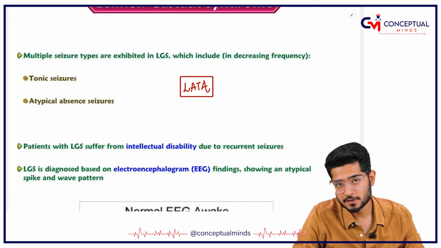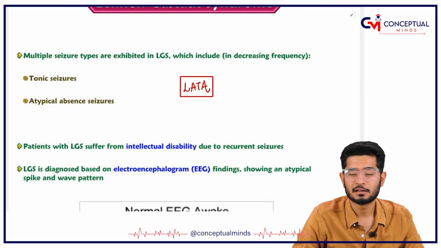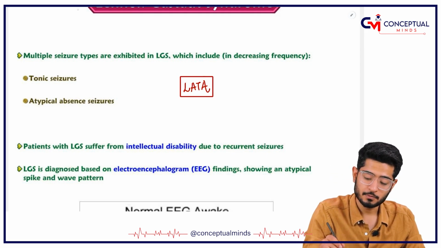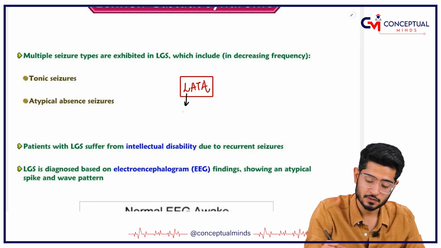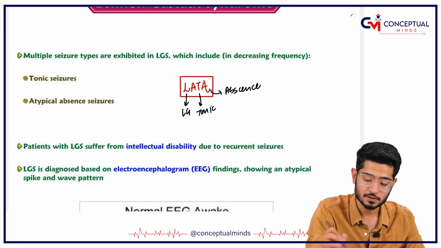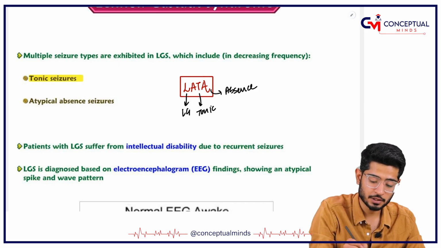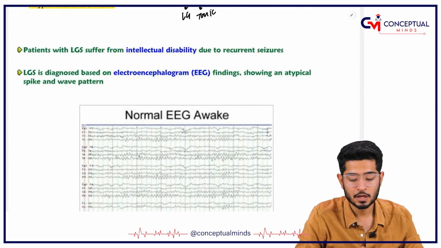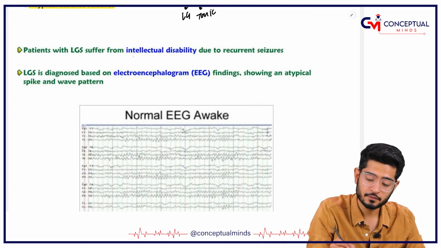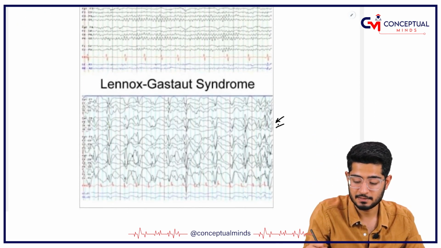Now, this Lennox-Gastaut syndrome is actually a seizure disorder. It's an epilepsy. So please understand that there are two types of things which you have to remember. So remember L for Lennox-Gastaut syndrome, T for tonic, and A for absence. So these both are actually the most common seizures which are seen in your Lennox-Gastaut syndrome, the tonic epilepsy and atypical absence seizures. So remember, these children also suffer from intellectual disability and the EEG. Intellectual disability and the EEG is just like this. Can you see the crazy pattern over here?